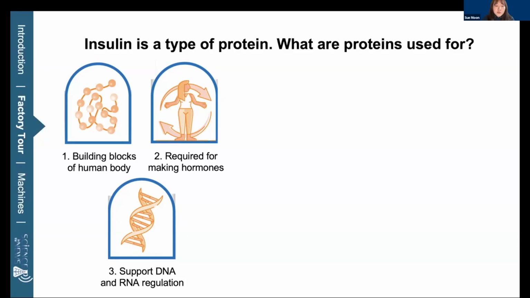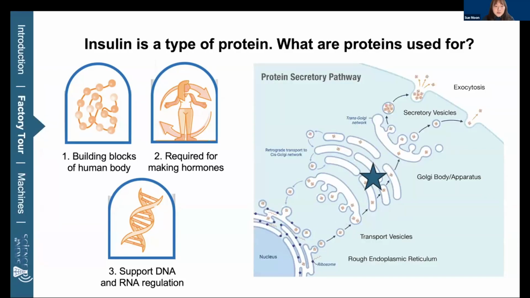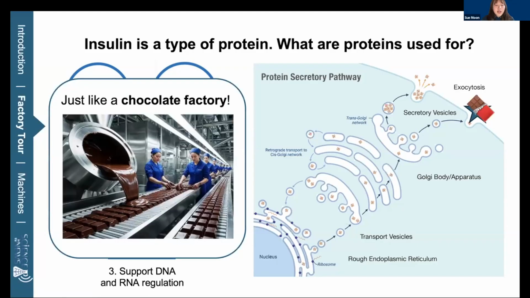Therefore, it is important to properly make and transport those proteins to correct destinations. So, how does our body do that? Cells make, package, and deliver proteins through a pathway called the protein secretory pathway. And this process is similar to a chocolate factory, how chocolate is being made, packaged, and delivered to each customer. Think of proteins as chocolate.